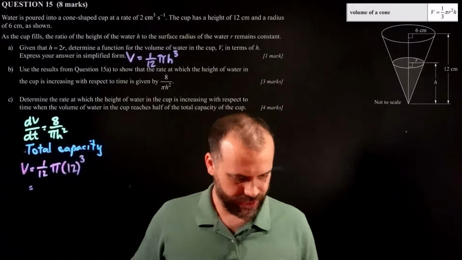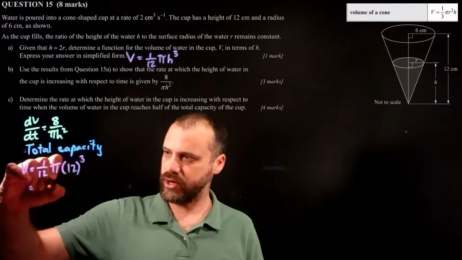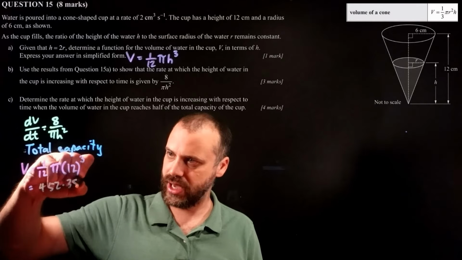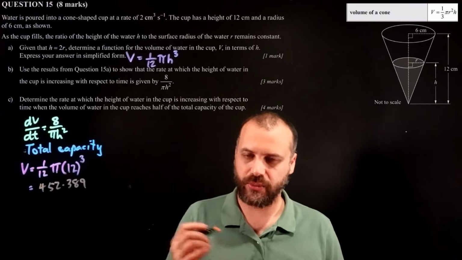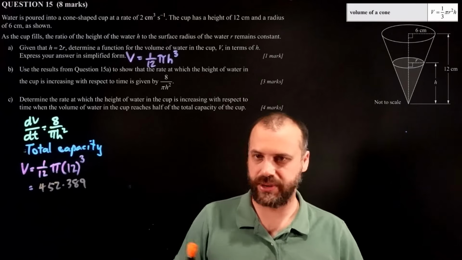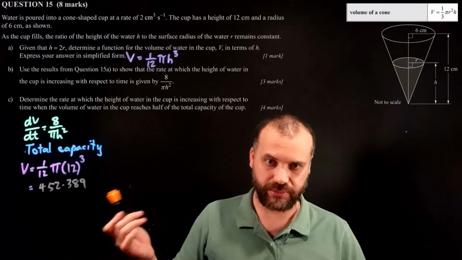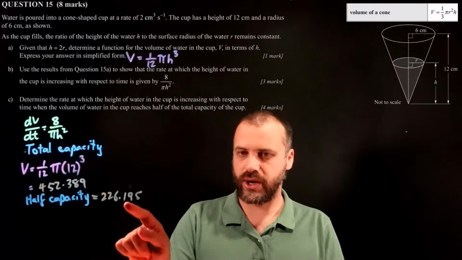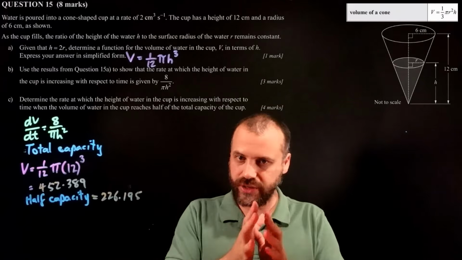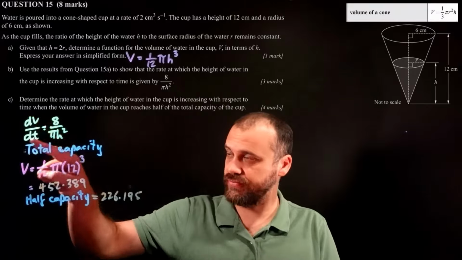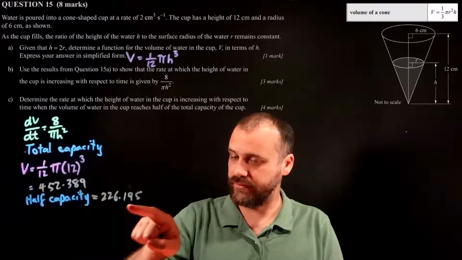I type that into my calculator and I get 452.389. Now we don't want the total capacity, we want half of the total capacity, which of course is that divided by 2. So half capacity is 226.195. Now don't forget what we're trying to do. We're trying to calculate the rate, so this value, when we're at half capacity.